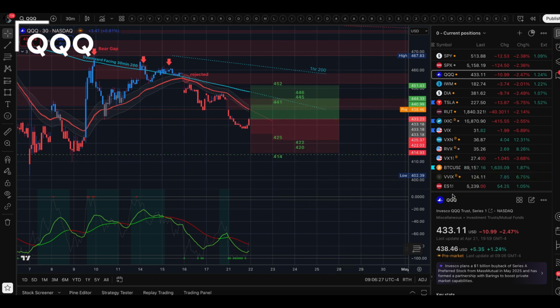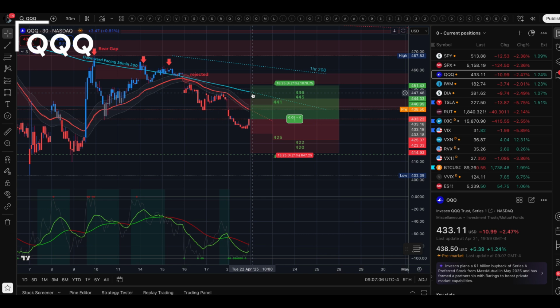Now to the upside, we have the same setup as in the S&P. We have 35 EMA above us, that down gap from yesterday, 30-minute 200 moving average, and we are still bearish. 35 EMA is underneath the 30-minute, so do expect some technical resistance there. 446 is just underneath this 30-minute 200 moving average right here facing down.